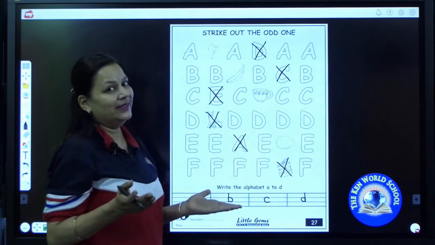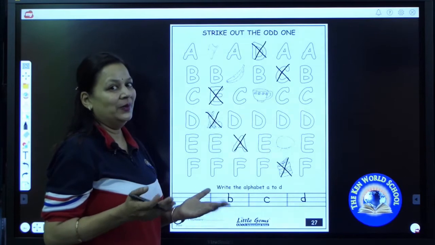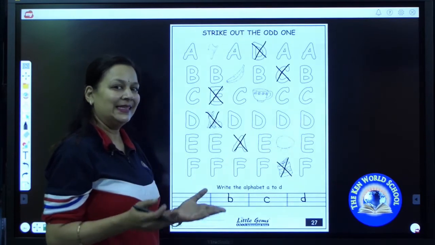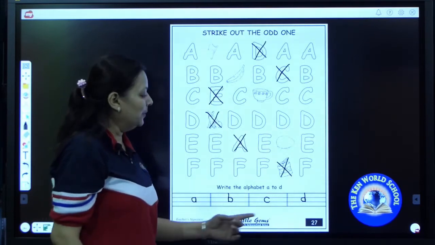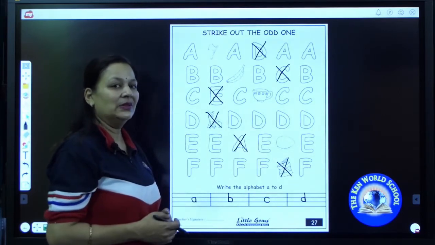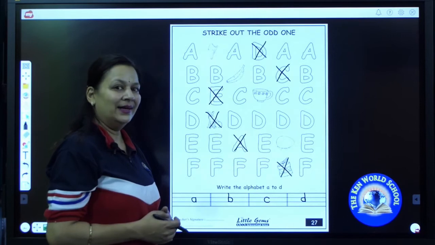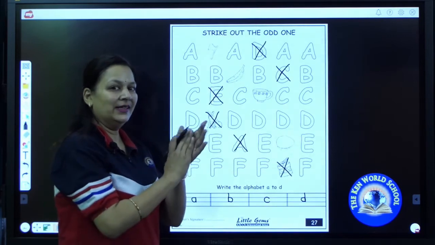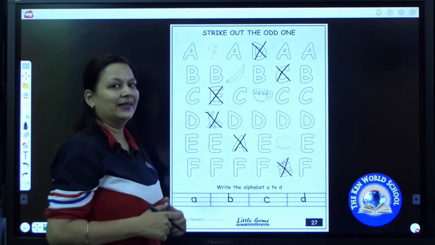Now it's your turn. Write it properly. Write it neatly. I have completed my row. You should complete your row also. Done? Clap for yourself. Keep learning.